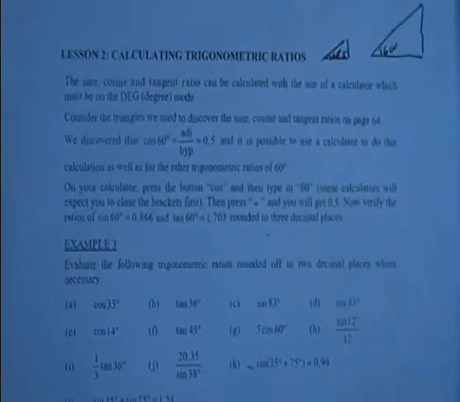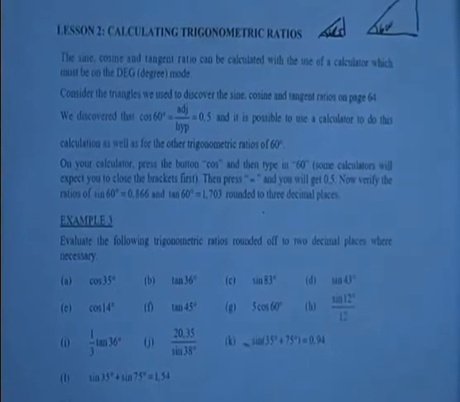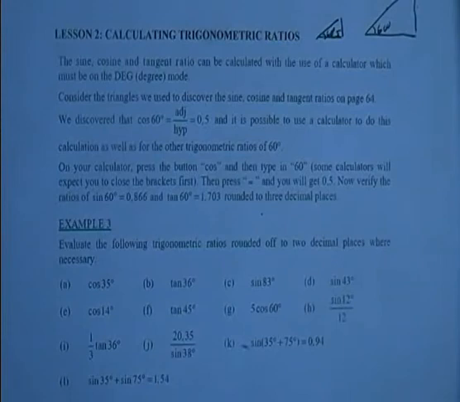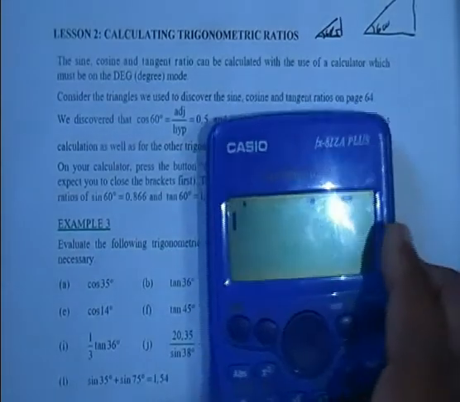Remember similarity from Euclidean geometry, but we're not going to worry too much about that. What we are going to focus on is how we get these trig ratios. So how do I get the cos of 60, for example?